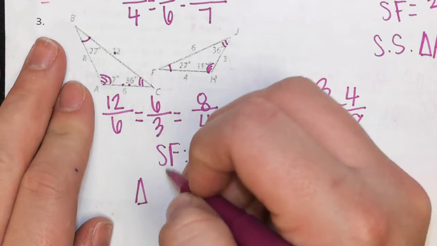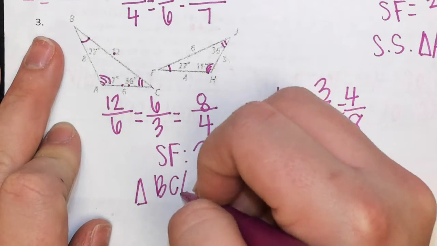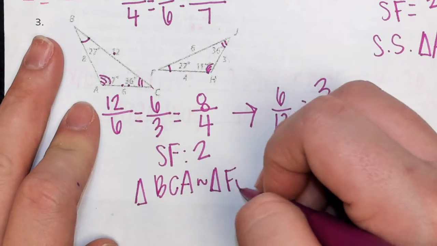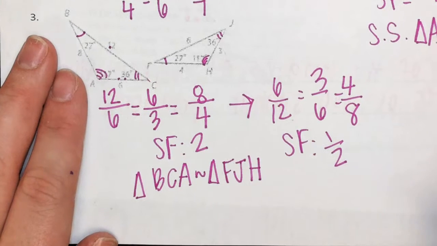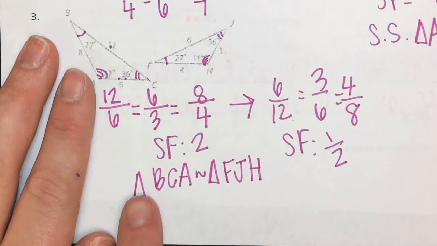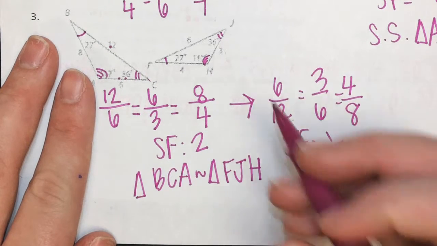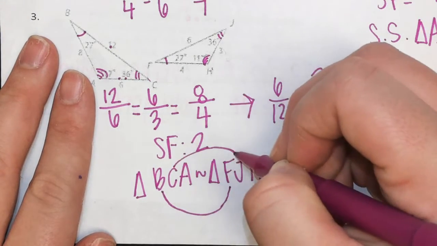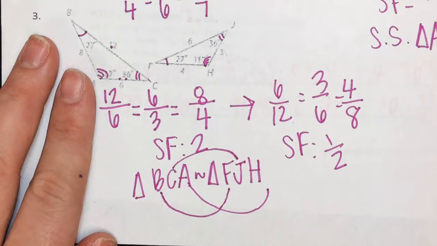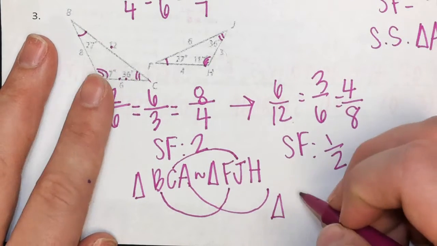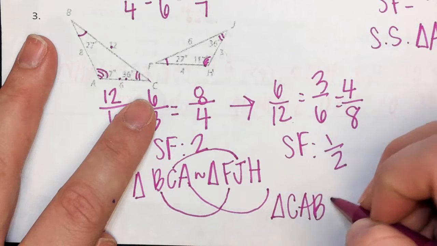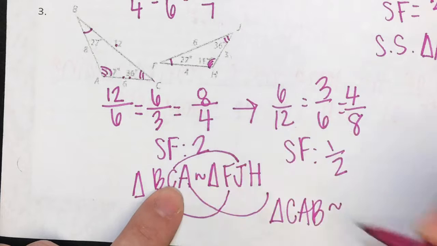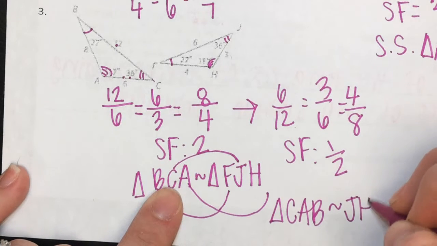So, your similarity statement should be BCA is similar to, what does that say? FJH. Now, remember, the order of your similarity statement might be different. However, B has to be in the same spot as F, C has to be with J, and A has to be with H. Okay? So, for example, CAB is the same thing as JHF.